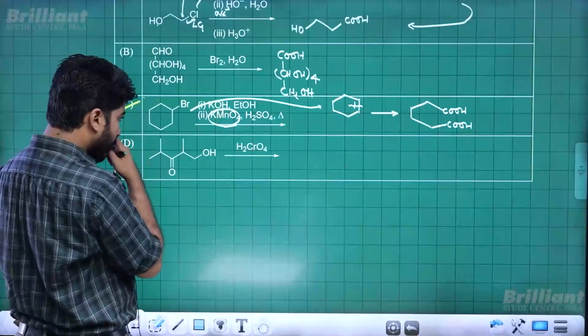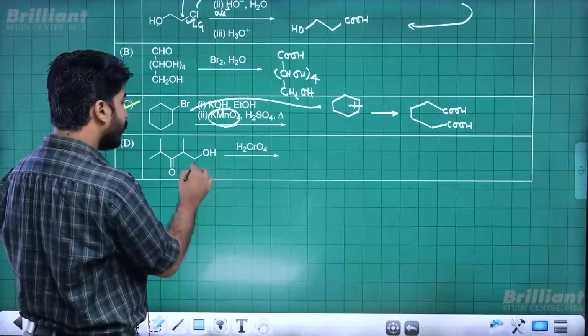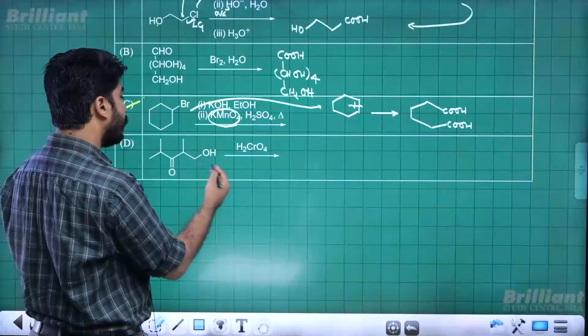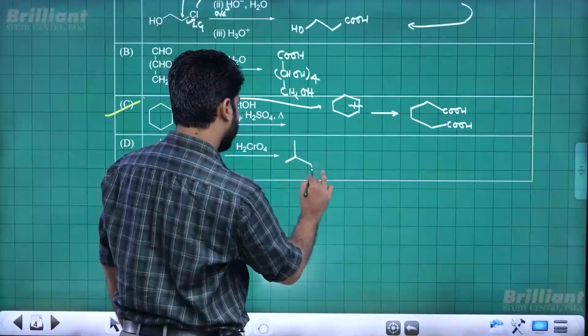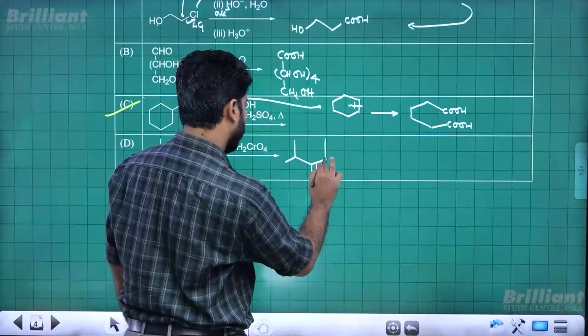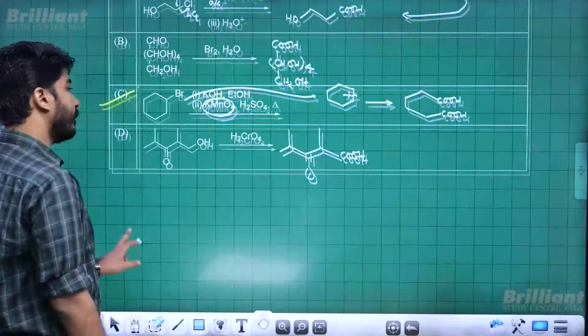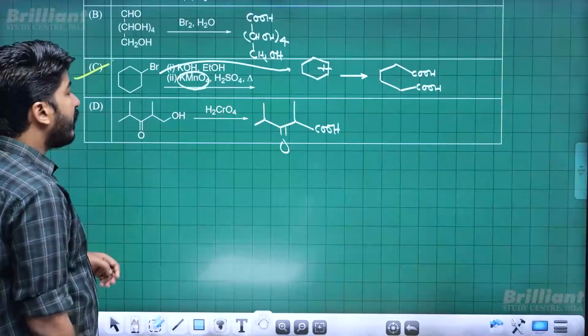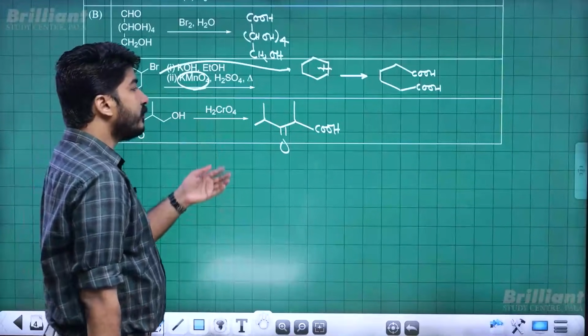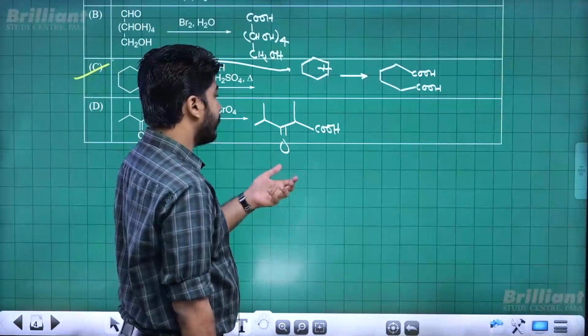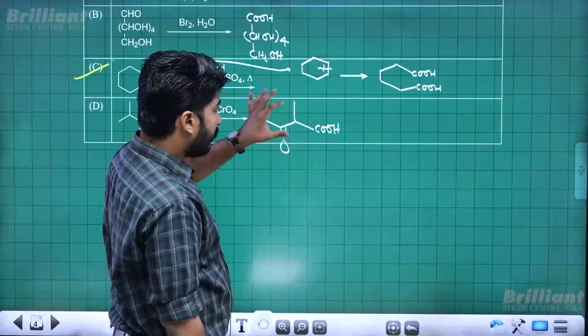Let's go to the last reaction also. This is chromic acid. Primary alcohol is oxidized to a carboxyl unit. So this is the normal expected product. And if we assume, since heating is not shown, we don't have to proceed further. Okay, this is the expected final product.